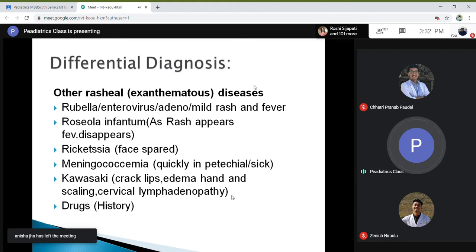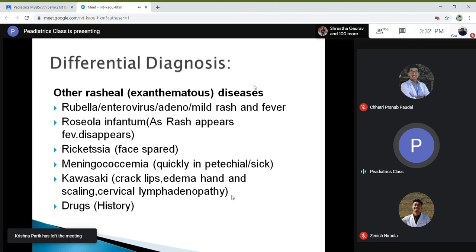Other enteroviruses, adenovirus. You could have mild rash and fever, so you will get confusion. So you have to know the differential diagnosis. Roseola infantum, okay, here the rash appears and fever disappears. There is some specific clinical course manifestation, like the rash appears and then the fever disappears.